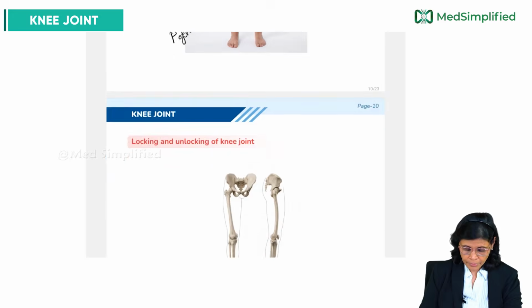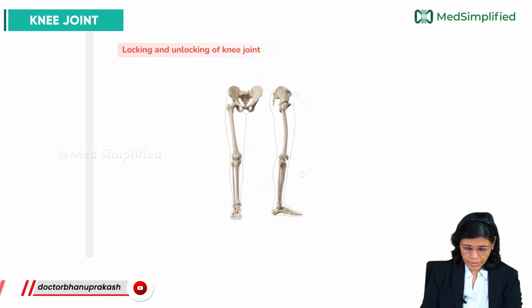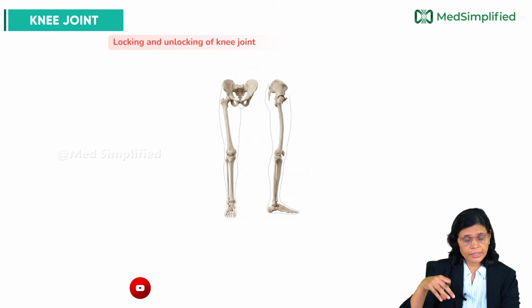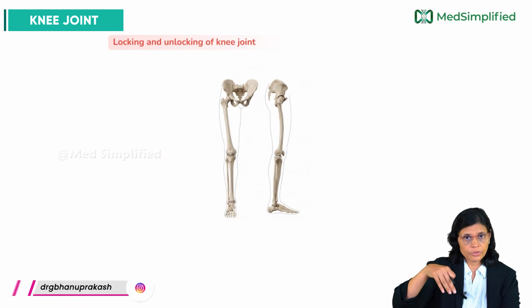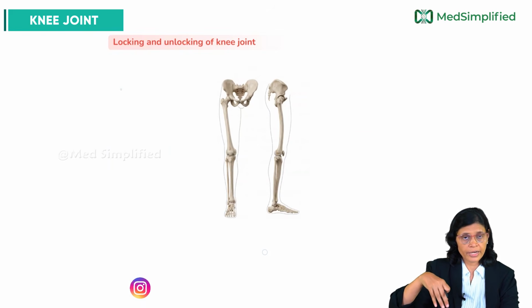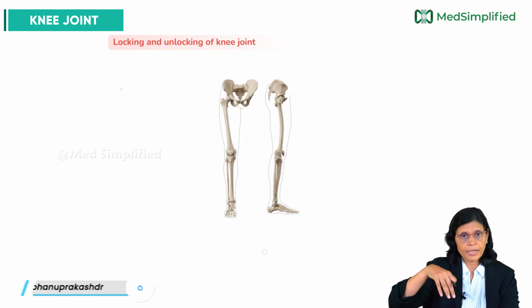Next, something very important which you need to know is the locking and unlocking of the knee joint. So what do we mean by locking and unlocking of the knee joint? When the foot is on the ground, the locking is defined as the medial rotation of the femur on the tibia. So the foot should be on the ground and there should be medial rotation so that the knee joint is fixed and stability is maintained in the standing position. The femur rotates on the tibial condyle medially, and that is known as locking of the knee joint.